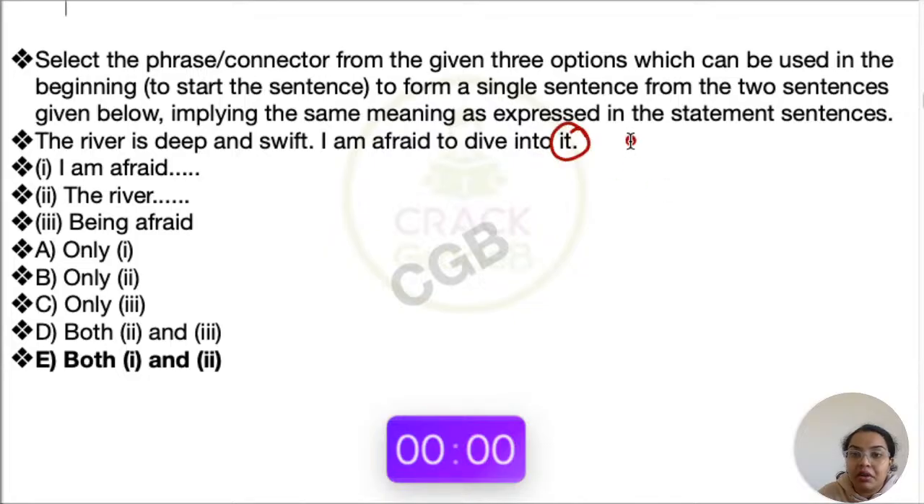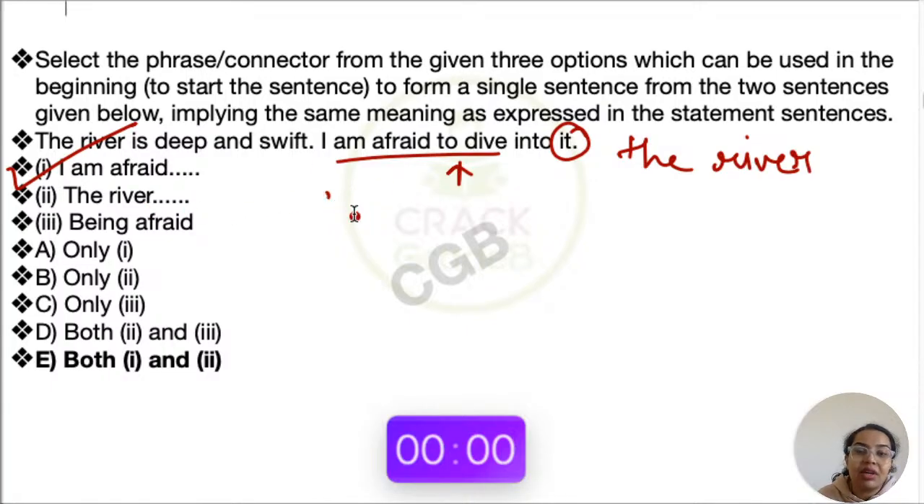into the river. Instead of it, we will first change this it into noun, and then we'll say because it is deep and swift. So you will have to of course add because, since you are using this way where you are mentioning the result first, effect first, and that's why because add karna padega. First is good to go. The river is deep and swift, hence.